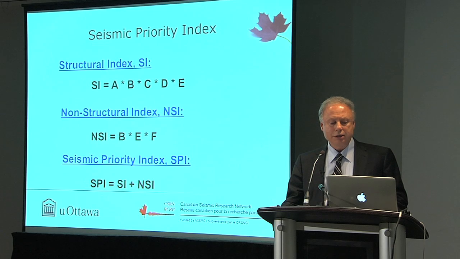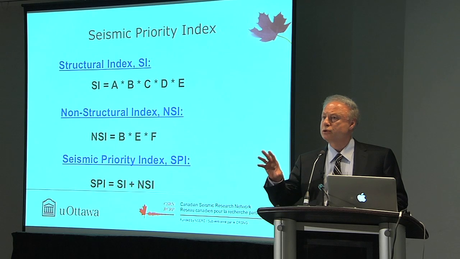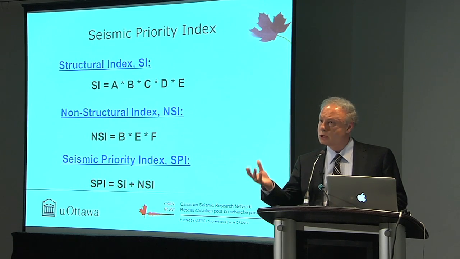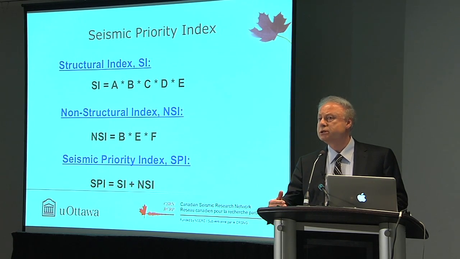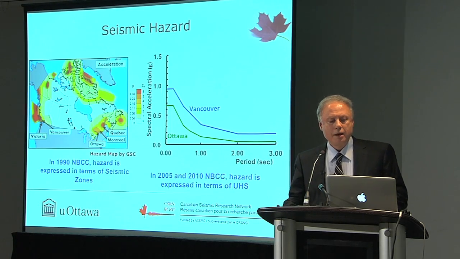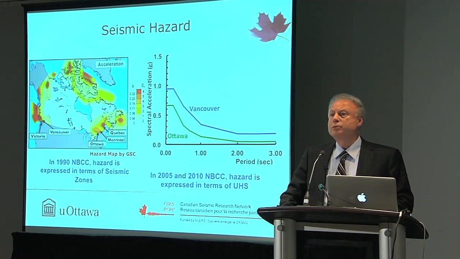And then there are non-structural indices, falling hazards. Even though the structure may be standing up, there may be other hazards associated with non-structural aspects, and this is reflected through F. And the combination of the two would give the seismic priority index, and there are certain values assigned to that, and this would lead structural engineers to a decision as to whether further analysis and/or retrofitting is warranted. I will not take too much of your time on seismic hazard.